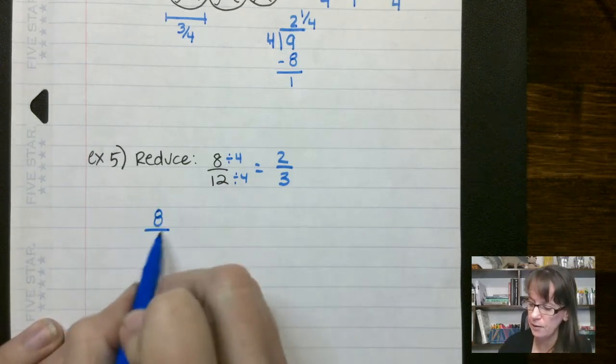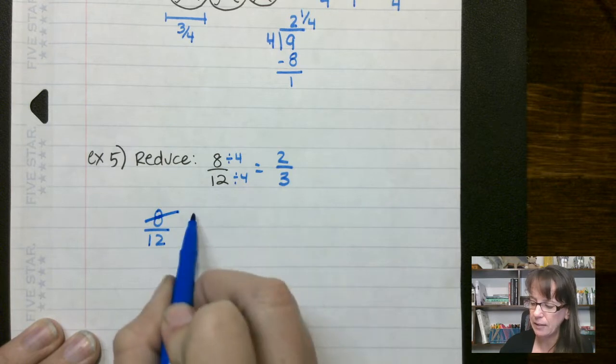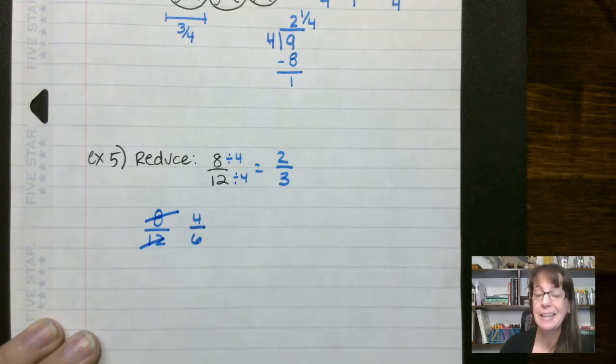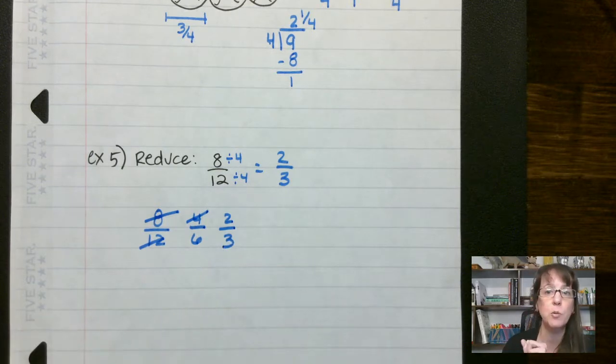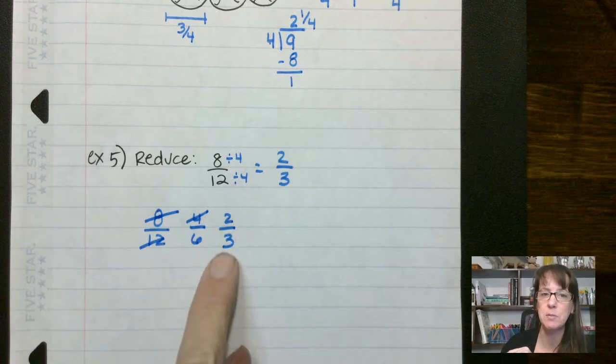So watch this. I have 8 over 12. If I cut this in half, I get 4. Cut this in half, I get 6. Can I cut them in half again? Sure can. 2 over 3. Now, I called it the 2, 3, 5 method because we can do 2, 3, or 5. Now, is that divisible by 3? No.